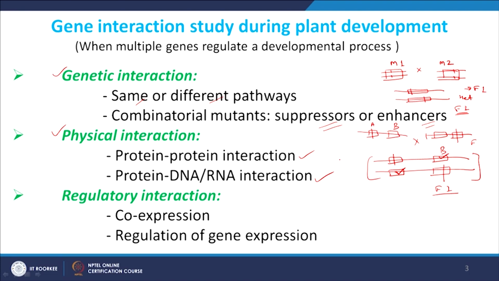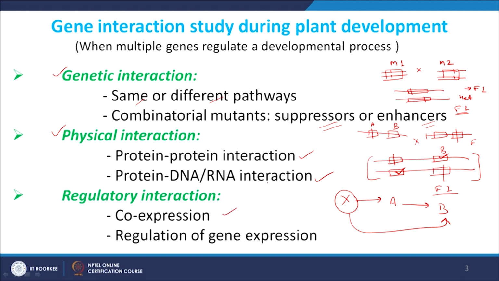In the indirect case, your transcription factor X is regulating gene A, and then gene A is regulating gene B. So B is also regulated by X, but X is not directly regulating B, it is indirectly regulating B. Based on this kind of genetic, regulatory and physical interaction, you can build and understand the regulatory network formation.